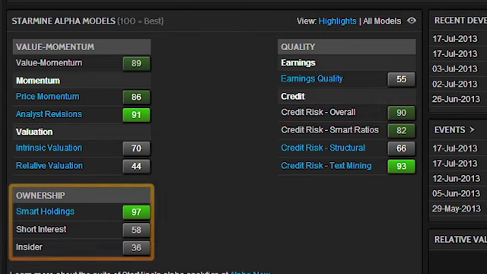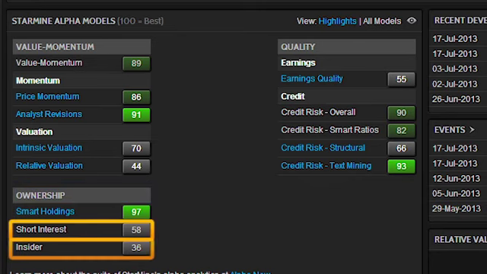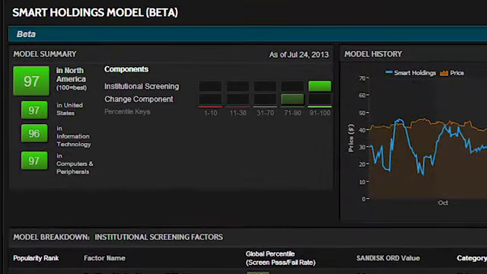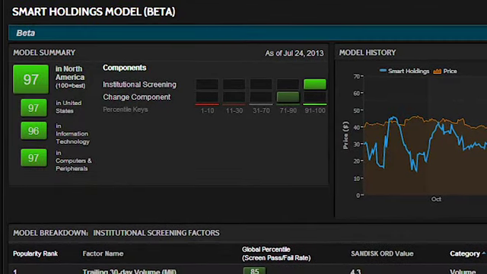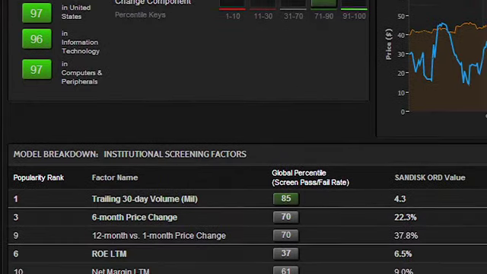Finally, we have 3 models based on ownership information. Smart Holdings is available globally. Short interest and insider filings are currently US-only models. Our Smart Holdings model begins by determining what factors are popular with institutional fund managers. To see what's popular right now, sort by factor popularity.